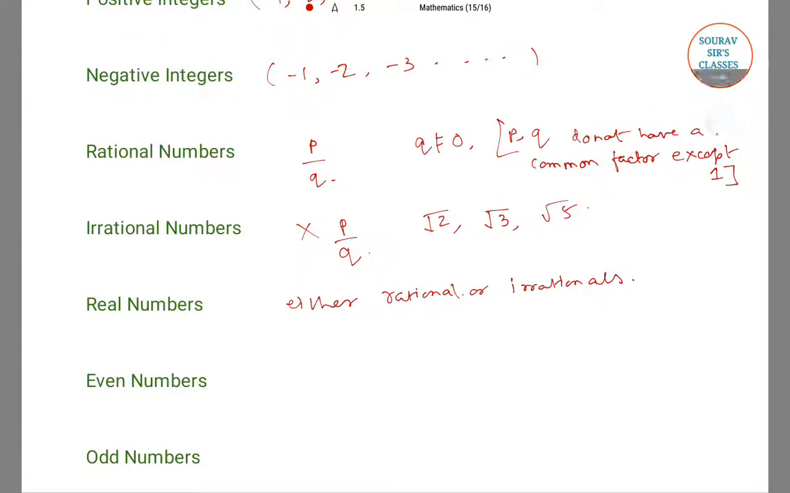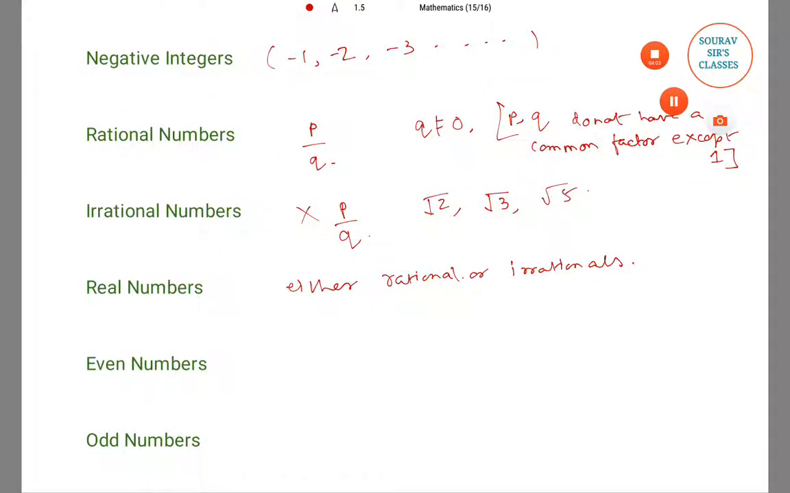All natural numbers, integers and whole numbers are real numbers. Even numbers are those which are divisible by 2. And odd numbers are those which are not divisible by 2. It is not exactly divisible by 2.